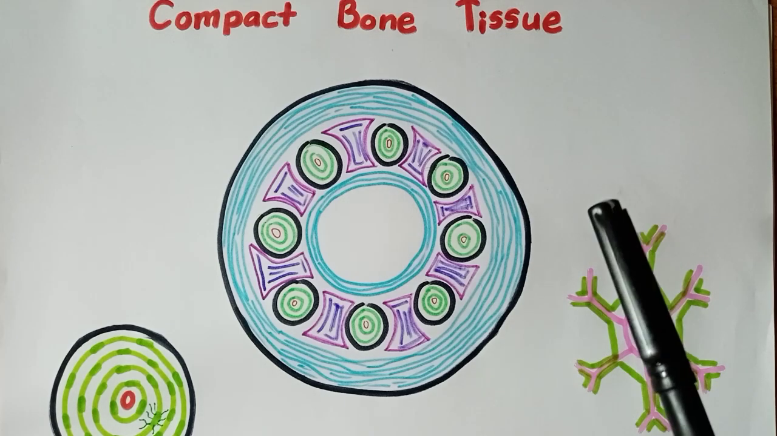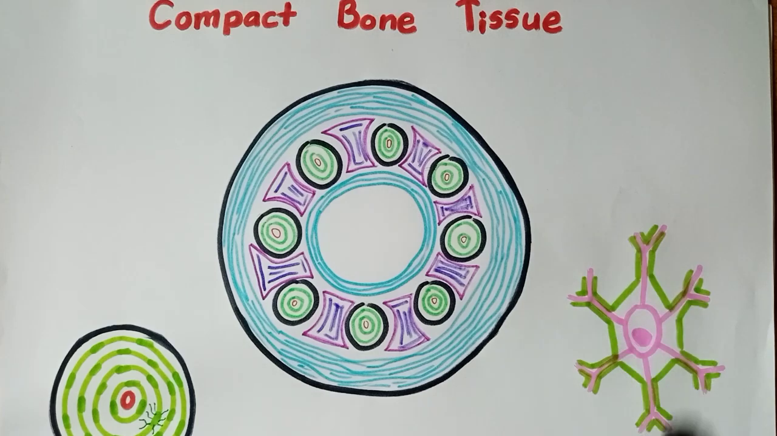In this video, today we are going to talk about compact bone tissue. Compact bone tissue is the dense walls of long bones. That means they are the hardest part of the bone. So this provides protection and support and also resists stresses. And this compact bone tissue is found beneath the periosteum.